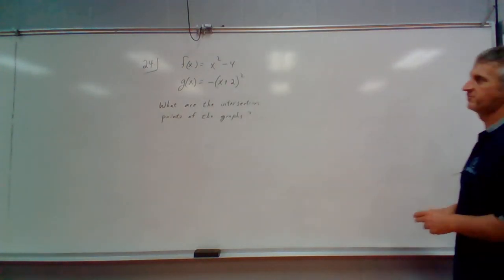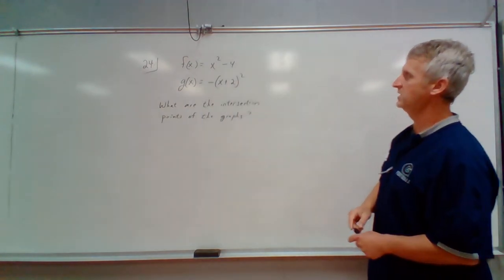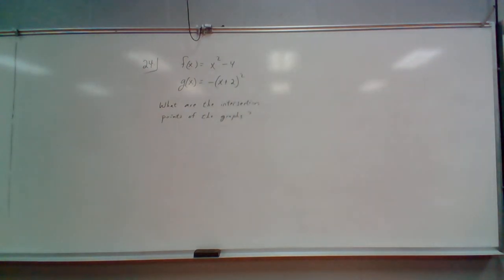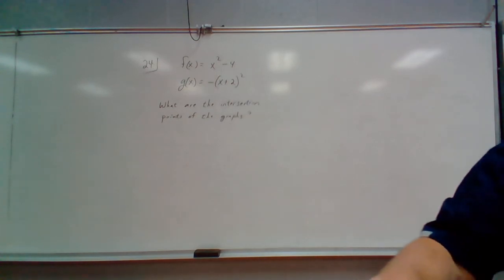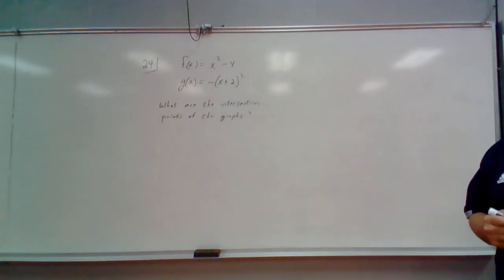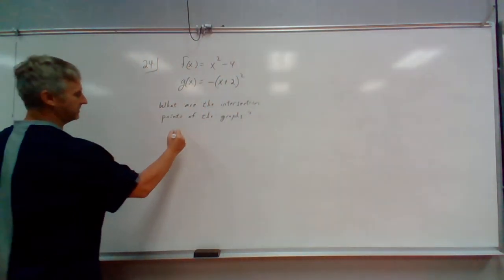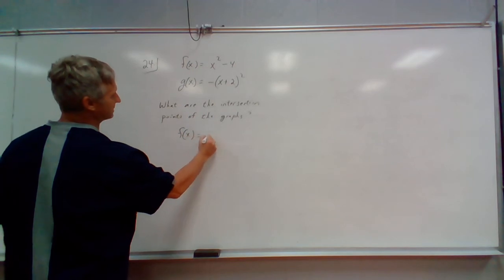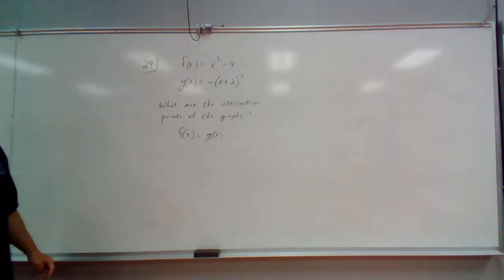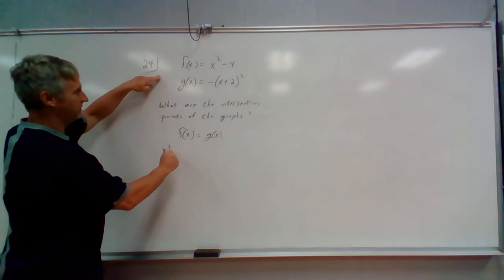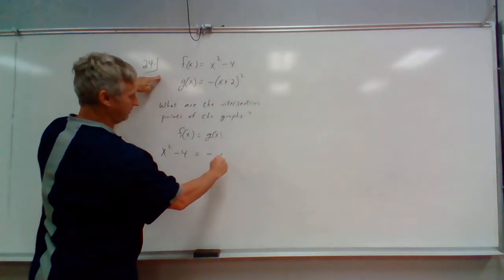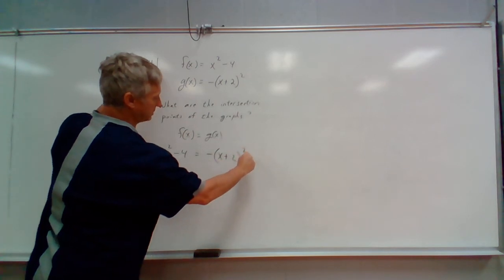All right, so here I've given you two functions, f of x equals x squared minus 4, and g of x is equal to negative (x plus 2) squared. I want to know the intersection points of the graphs of those functions. So see if you can figure that out. All right, so if I want to know where these two graphs intersect, I should set the two functions equal to each other. So I want f of x equal to g of x. So I have x squared minus 4 equals negative (x plus 2) squared.